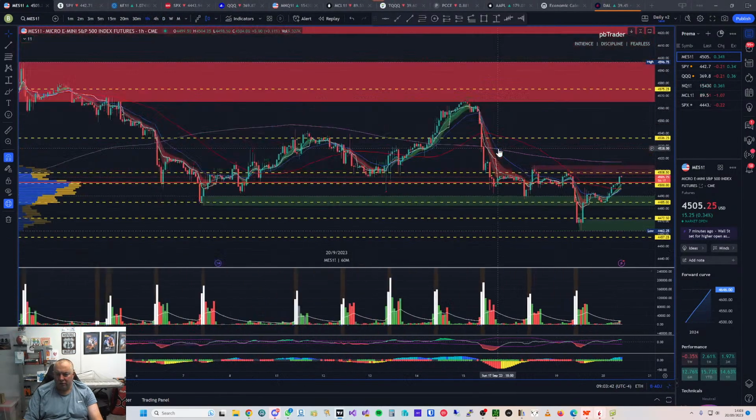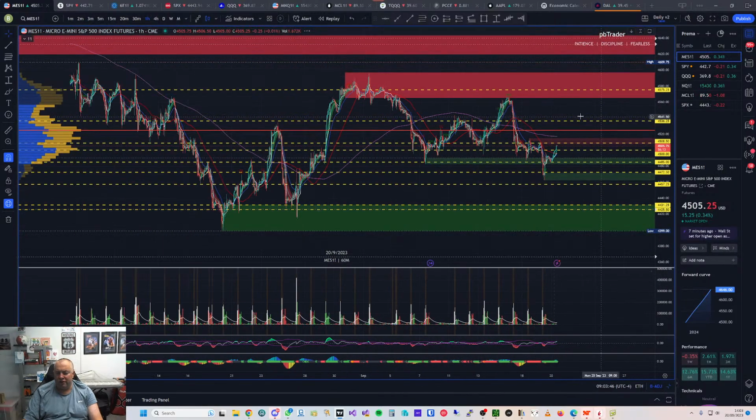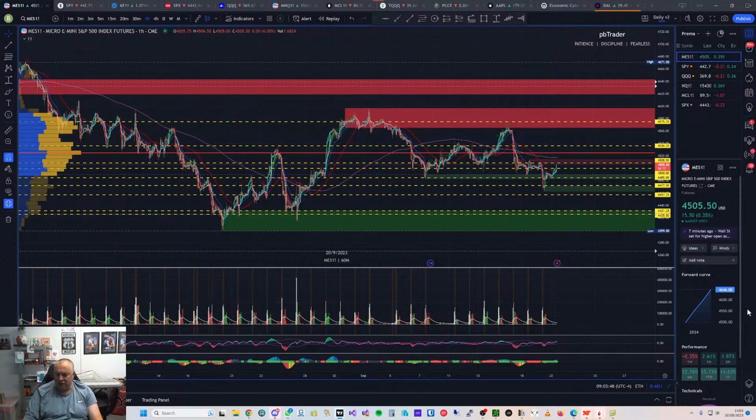So I've got a few. So the red areas, the lighter red areas, are my daily supply zones, and the lighter green areas, these areas here, is the daily demand area, and then the darker reds and the darker greens are the hourly demand areas, and these yellow slash lines, the hash lines, are my hourly support and resistance areas.